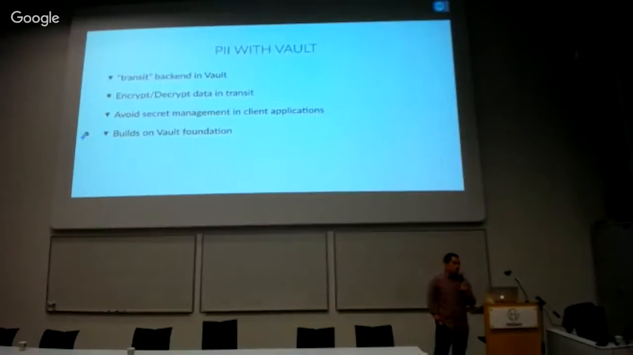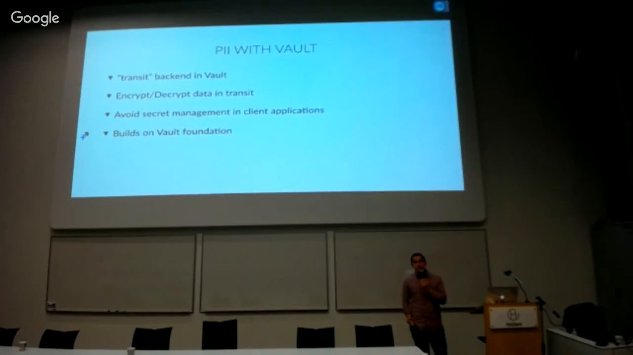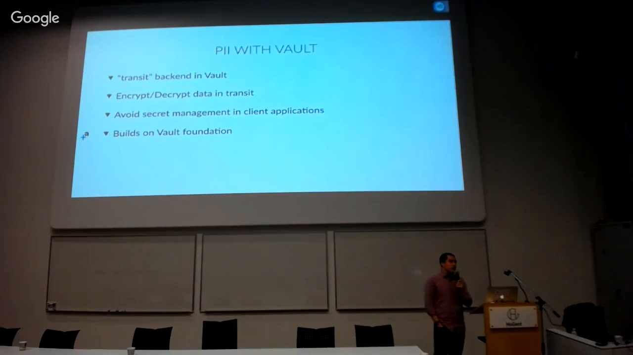So the transit backend, what it does is encrypts data in transit. So Vault doesn't store this data. You give it to Vault. Vault handles the key management and the encryption algorithms to make sure it's strong crypto. It encrypts it, returns the encrypted value, and then to decrypt it, you got to pass it back through Vault. The big benefit is it avoids secret management in the client application.